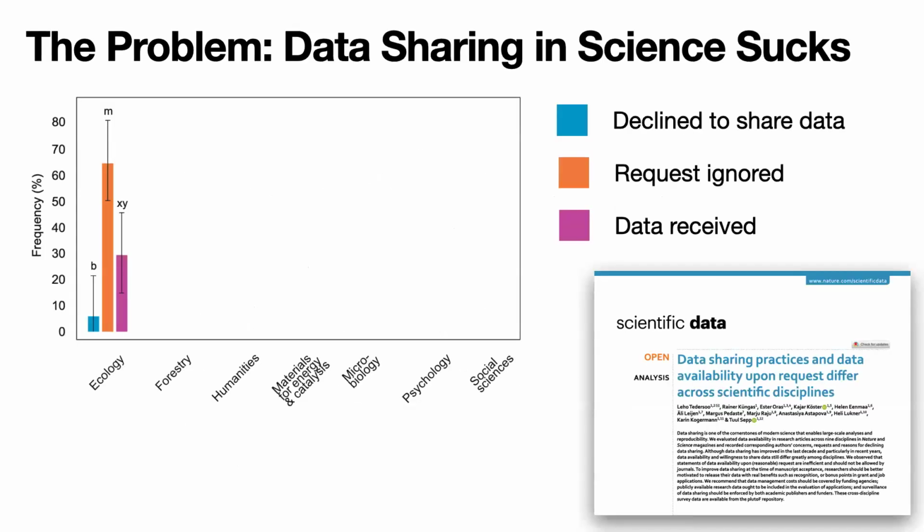So the problem is that data sharing in science sucks currently. We don't do it right. This is the public's money. This stuff should be in the public, minus the exceptions for privacy concerns, but that's really a small proportion of total data produced by science.